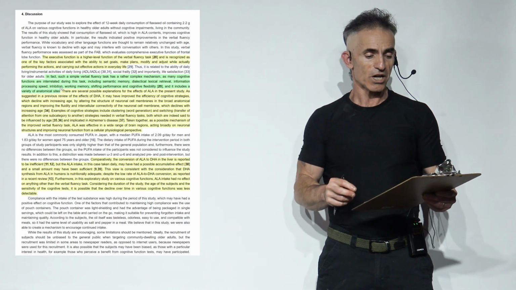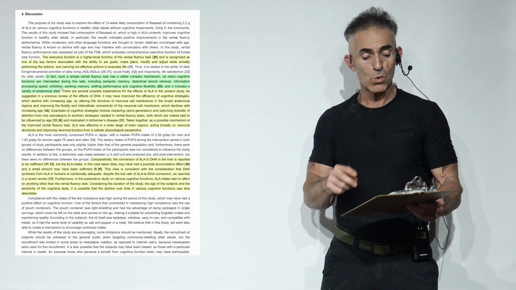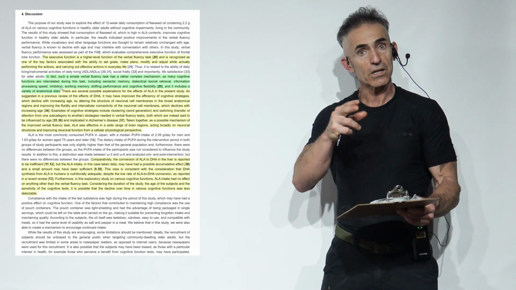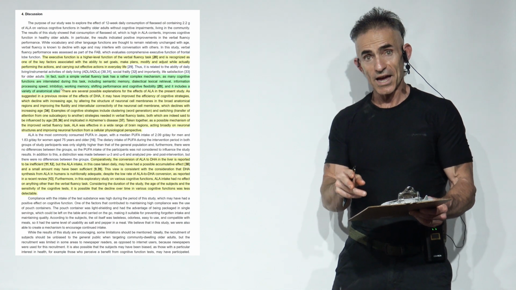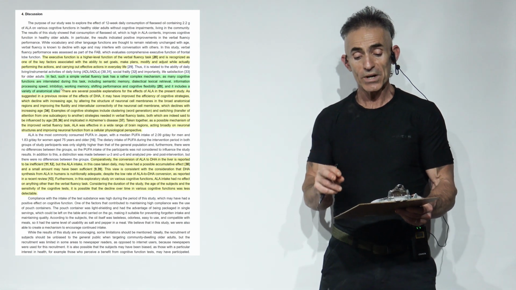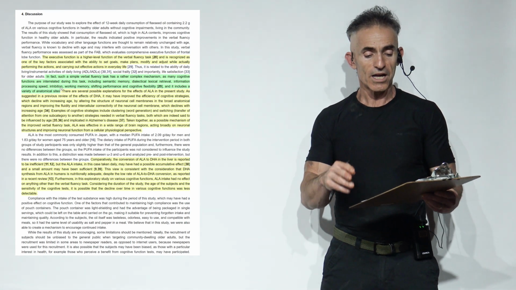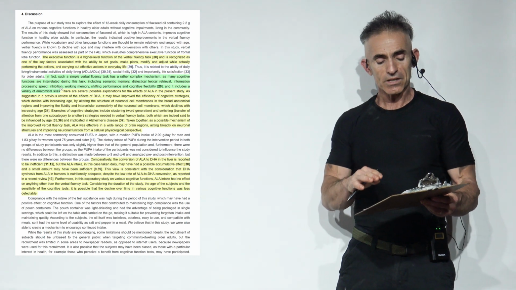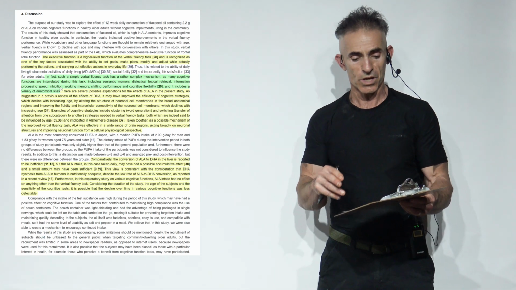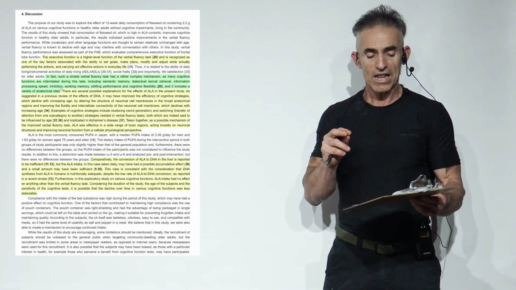There are several possible explanations for the effects of alpha linolenic acid in the present study. As suggested in a previous review of the effects of docosahexaenoic acid, DHA may have improved the efficiency of cognitive strategies, which decline with increasing age, by altering the structure of neuronal cell membranes in broad anatomical regions and improving the fluidity and intracellular connectivity of neuronal cell membranes, which declines with increasing age. Examples of cognitive strategy include clustering, word generation, and switching, the transferring of attention from one subcategory to another.